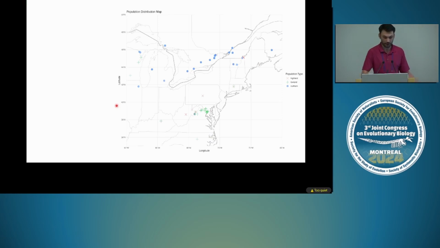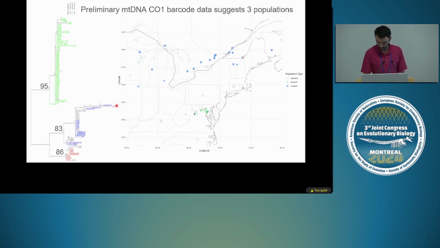So kind of complex. I went out into the forest and collected some of these, and I also had collaborators that sent me some. I made this little distribution map, and I quickly threw together a neighbor joining tree with preliminary mitochondrial CO1 data.